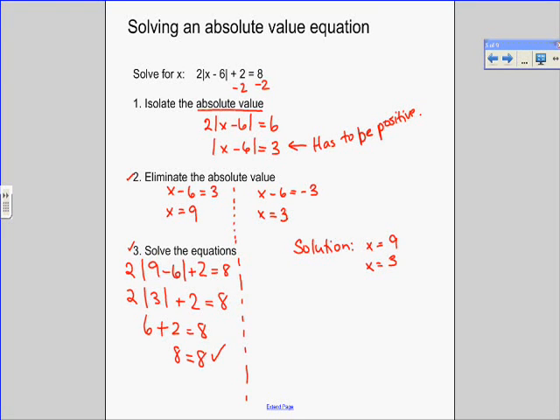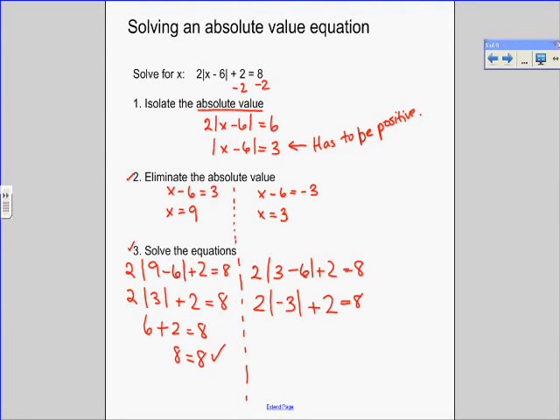Let's check our other solution. So I have 2 times the absolute value of 3 minus 6 plus 2 equals 8. That simplifies to 2 times the absolute value of a negative 3 plus 2. The absolute value of negative 3 is 3. 2 times 3 gives me 6 again. So I end up with 8 equals 8, which is good. Check mark. So I know that my solution is correct.